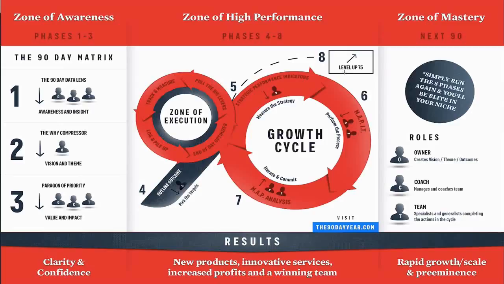And then we also, at this point in time, take a look at our next 90 days and we start mapping out that paragon of priority again and making sure we're wrapping our goals back up to the vision of where we're going towards. And we decide on a new theme for our next 90 days. And then we pick our goals for that next 90 days.